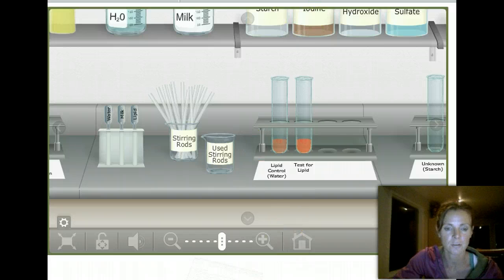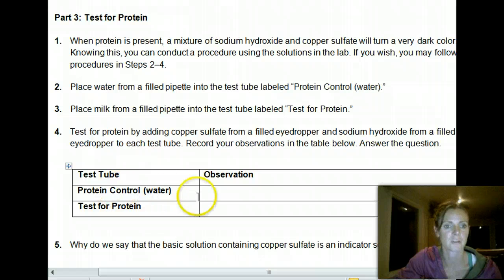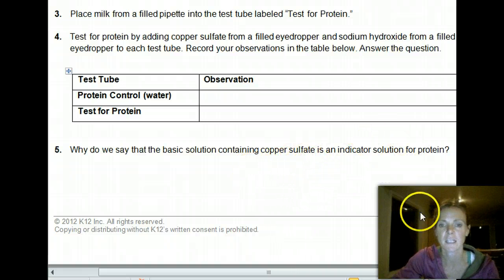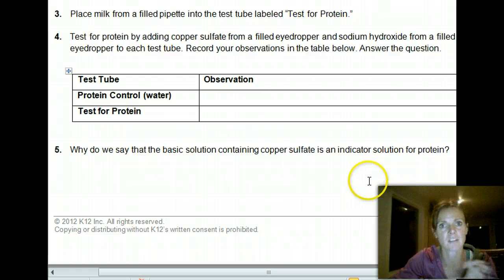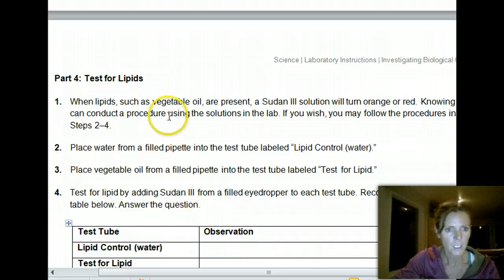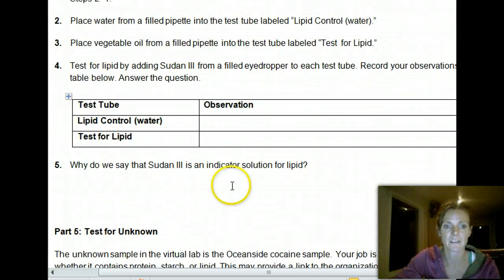All right, let's go back to our lab. Basically you need to fill out your observations, the protein control, the test for protein. And then it says, why do we say that the basic solution containing copper sulfate is an indicator solution for protein? Remember, that was in the lab guidelines that I read through in your course, so go back and read through that. Then we did the test for lipids. I did that through what I just did really quick, so you can fill out your table. It says, why do we say that Sudan 3 is an indicator solution for lipid?